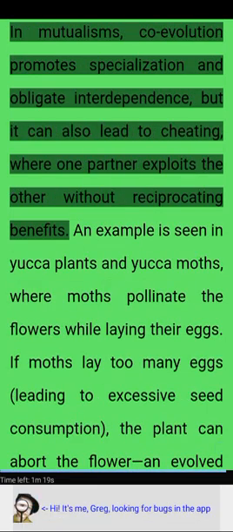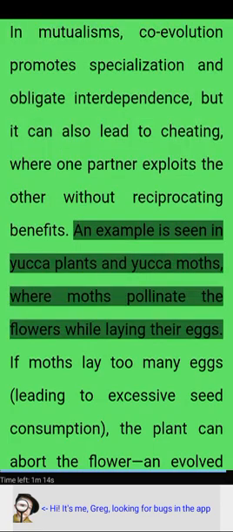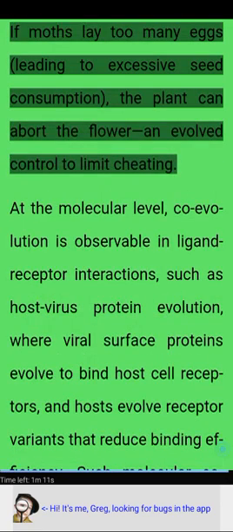In mutualisms, co-evolution promotes specialization and obligate interdependence, but it can also lead to cheating, where one partner exploits the other without reciprocating benefits. An example is seen in yucca plants and yucca moths, where moths pollinate the flowers while laying their eggs. If moths lay too many eggs, leading to excessive seed consumption, the plant can abort the flower and evolve control to limit cheating.